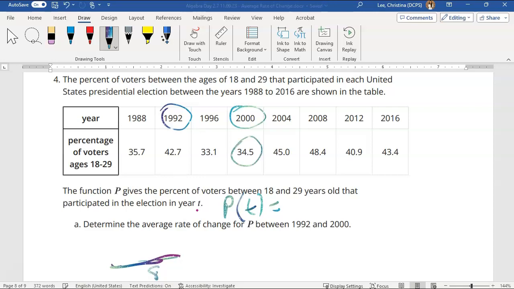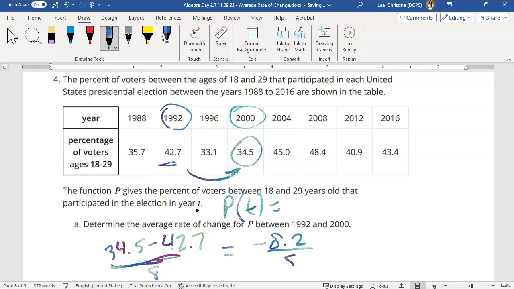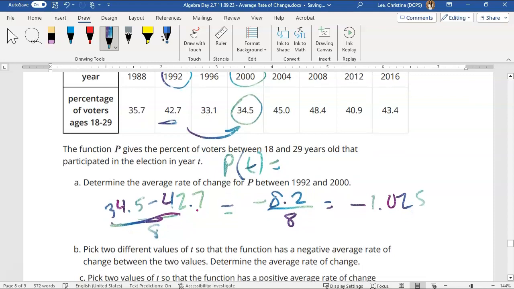And then what we're doing is we're putting our 34.5 minus 42.7. Now notice we can see that from here to here it went down, so we should have a negative rate of change. And we will, in fact, get that when you do 34.5 minus 42.7. We get negative 8.2 over 8. And so you can leave it like that, or you can rewrite this by dividing: negative 1.025 is our average rate of change. So it's decreasing on average by that percent each year.